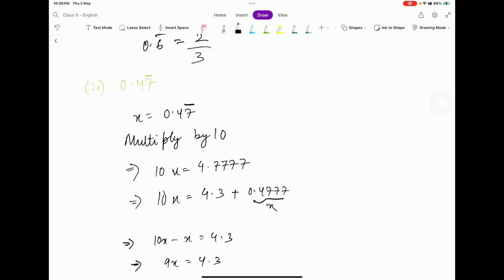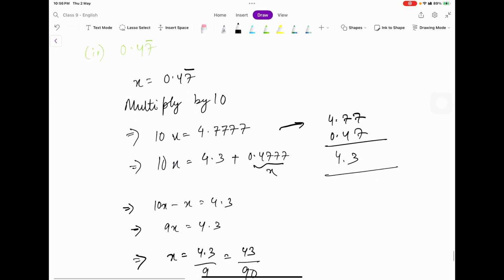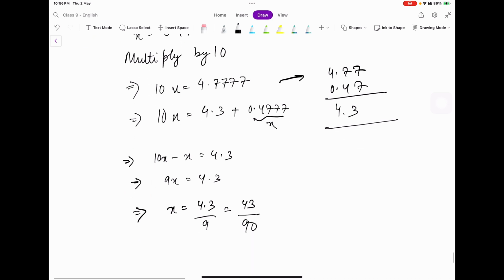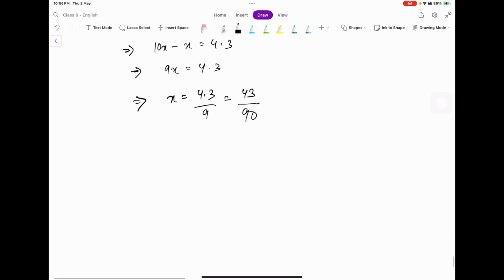We will be getting 4.3. So you put this 4.3 here. Then you get 0.47777. So this is x, so 9x equals 4.3, so x equals 4.3 by 9. Did you understand this question?